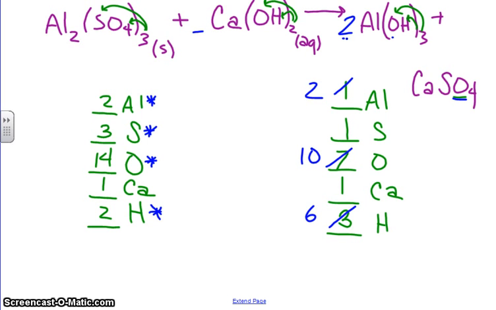Let's see what happens if we put a 3 right here. How does that change the values on this side? It gives us 3 calcium. Aluminum stays the same, sulfur's the same. Oxygen goes to what? 20. We have 14. Oh, okay, yeah, so that's the wrong one. 4 times 3 is 12, 18, plus 2 times 3 is 6.